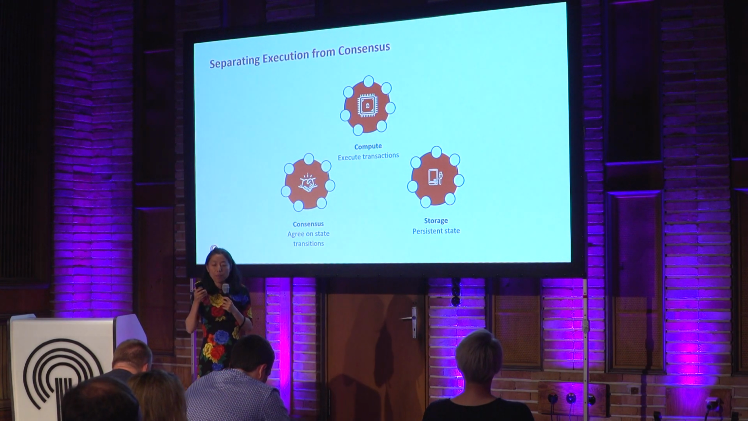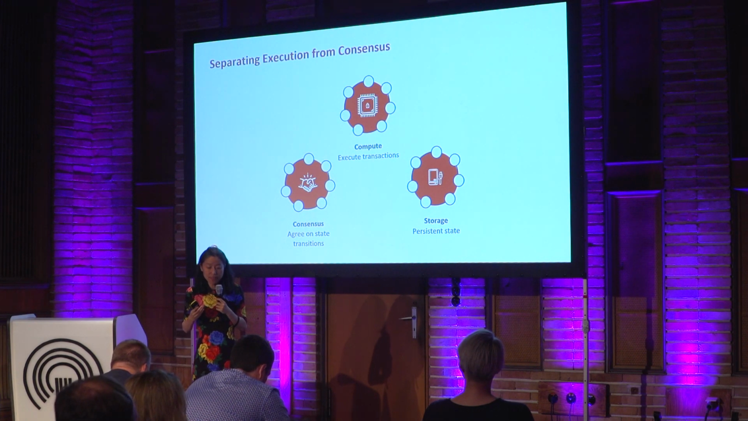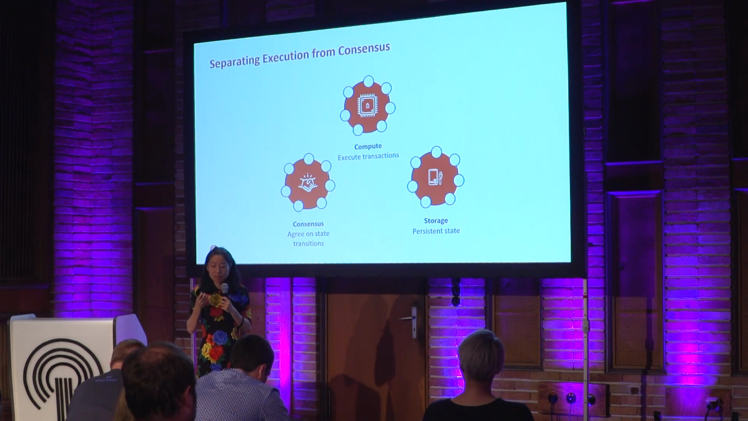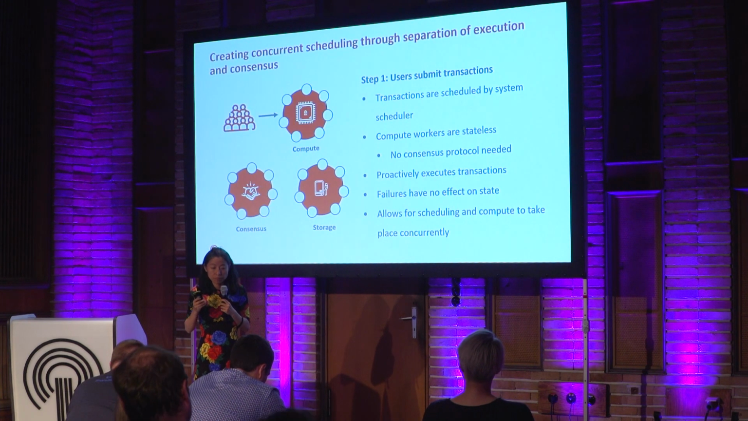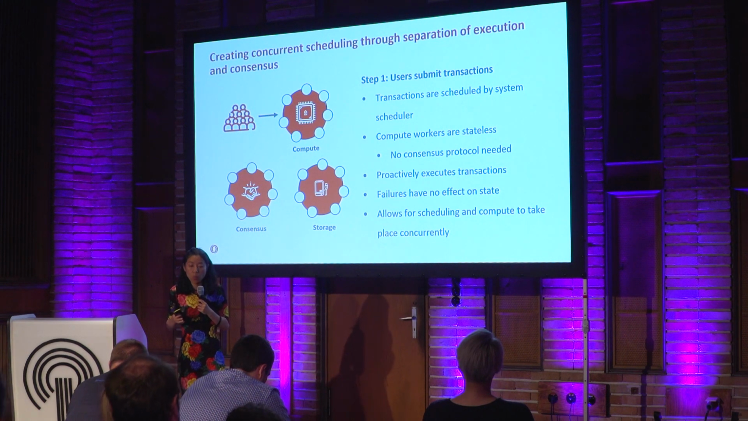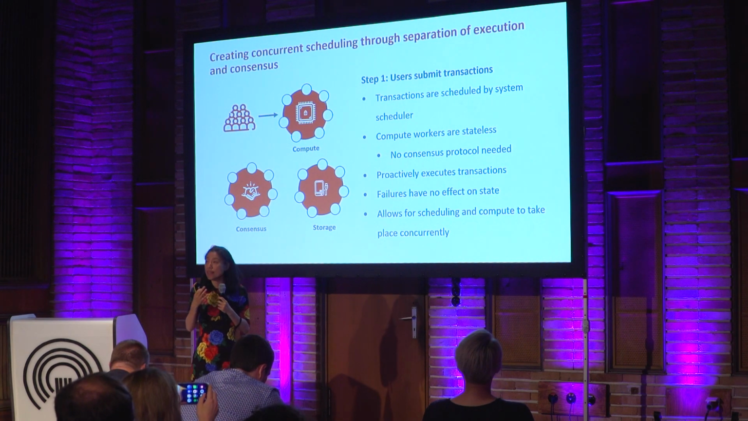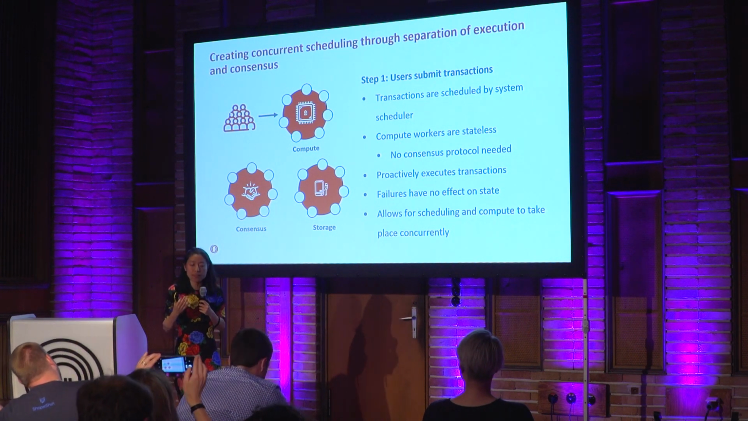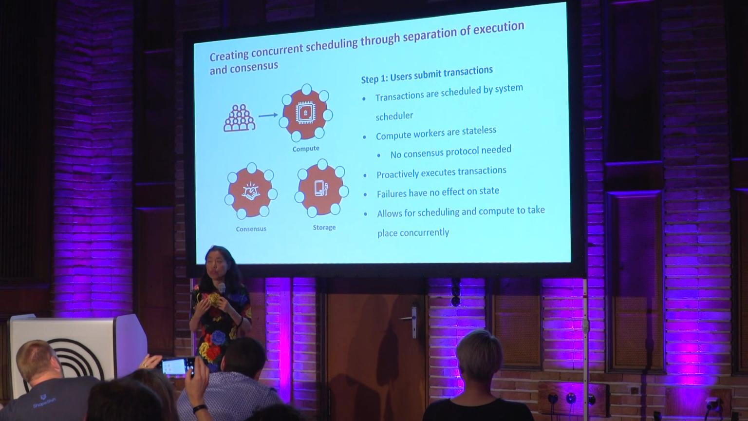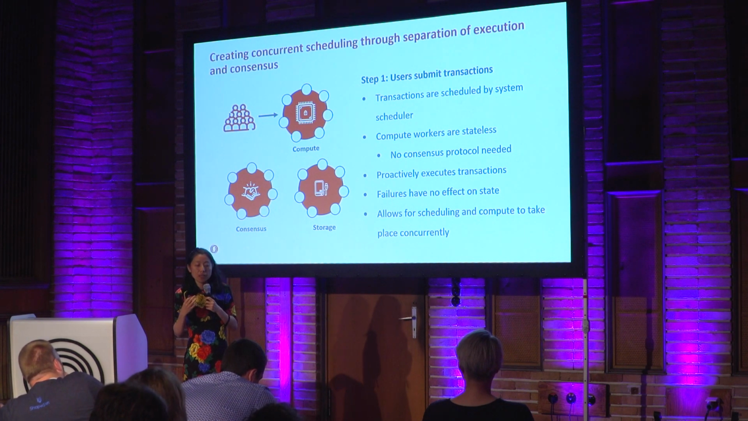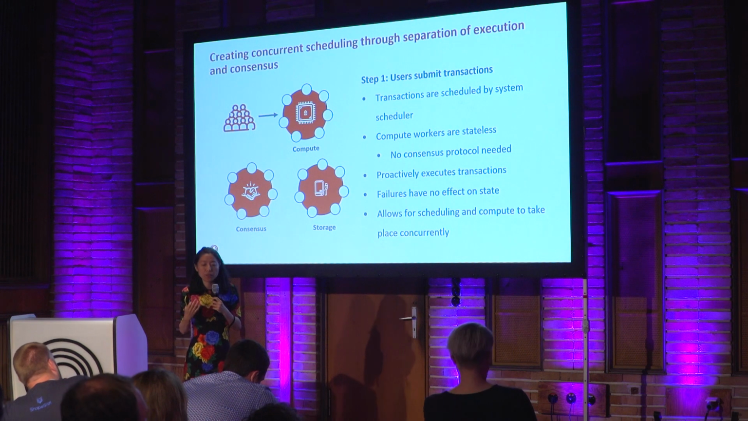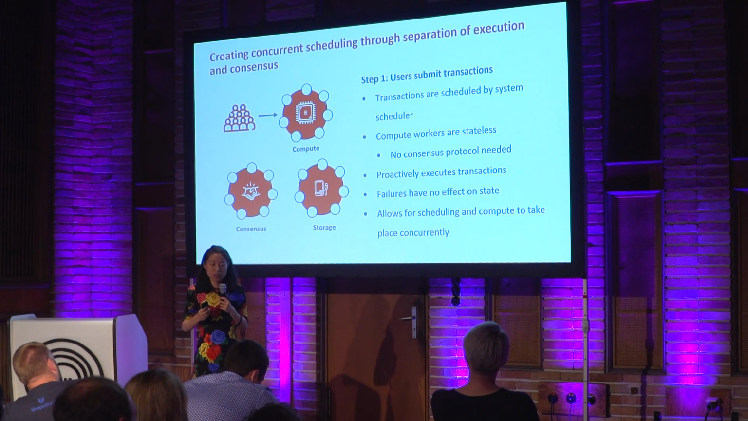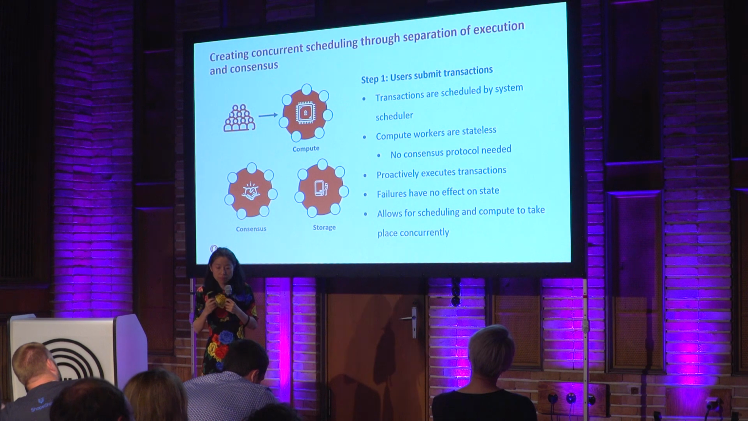And again, by using this approach, separating execution from consensus, as I mentioned, we have these three independent layers: the consensus layer, the compute layer, and the storage layer. So I can quickly walk through the end-to-end workflow, how this approach works, and how this enables us to achieve greater scalability, in particular for more complex smart contract execution.